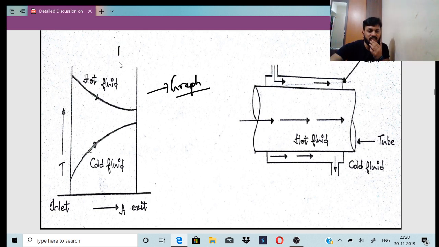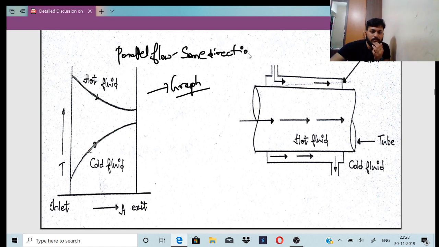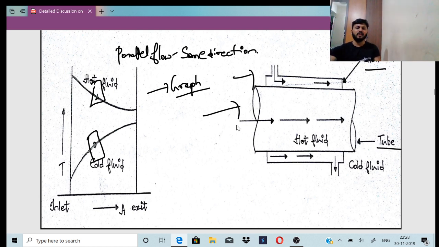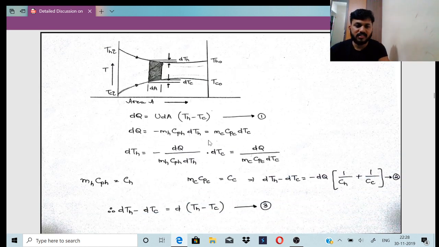So what is this basically? Parallel flow का मतलब क्या है? The fluids move in the same direction. If the fluids move in the same direction, then we call it a parallel flow heat exchanger. So hot fluid का direction भी same है, cold fluid का direction भी same है. You can see here shell and tube exchanger it is. So this is the diagram of a parallel flow heat exchanger. Let us move on to the derivation now.